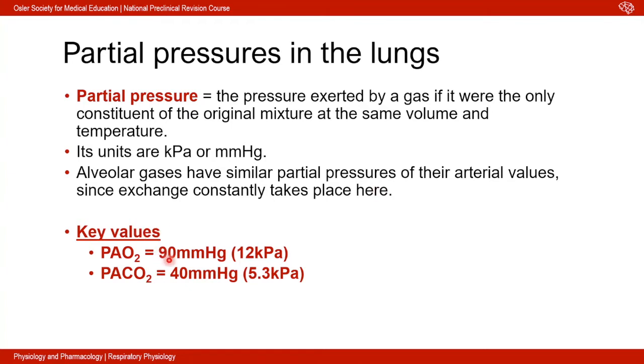The key values here, just another revision. We've got 90 millimeters of mercury for the oxygen, and you need to know that it's also 12 kilopascals, and then CO2 is 40. These are numbers, unfortunately, you're just going to have to learn. Just make some flashcards, go over them a few times in a week, and they'll just stick eventually. Just one of those things.